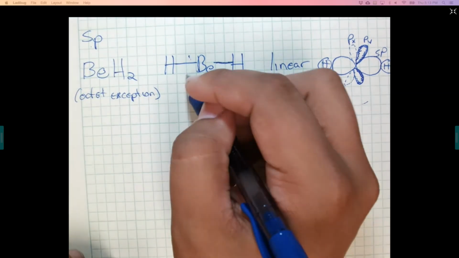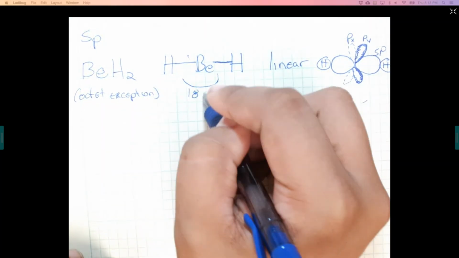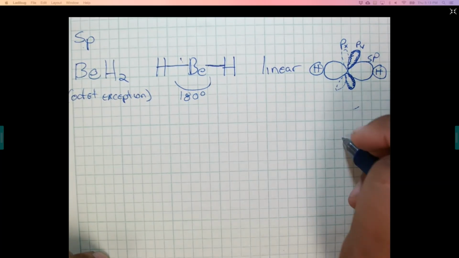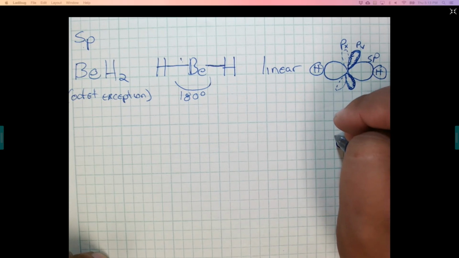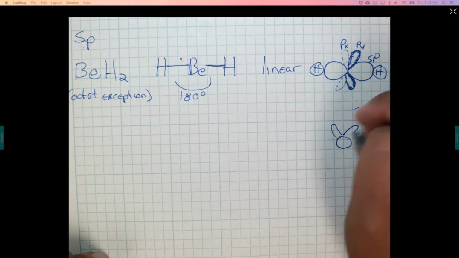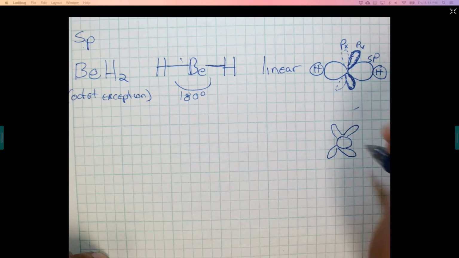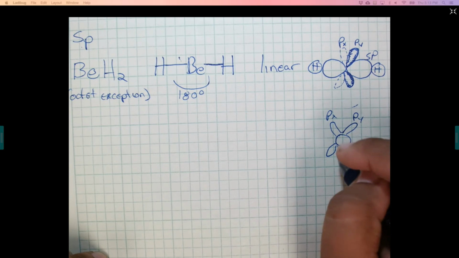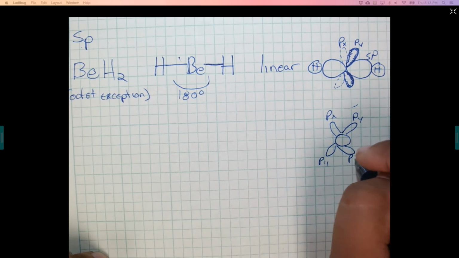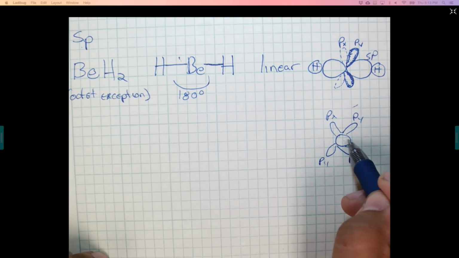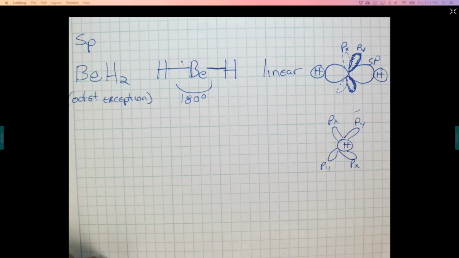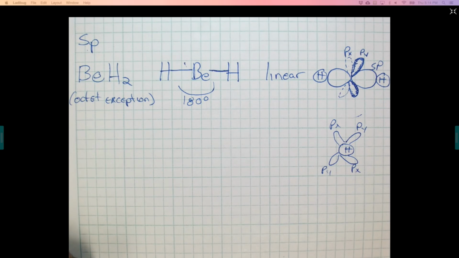Now, bond angle here for linear, we know is 180 degrees. And again, if you were looking at this from the front, you would see something that looked a little bit more like that, where these are px, py, and px, and then this will be the hydrogen atom. You'll be looking at the front end of it. Okay, so being able to represent these 3-dimensionally is going to be very important.